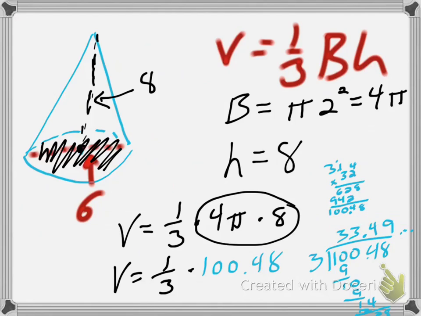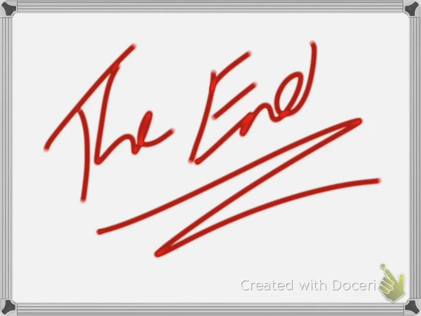And that's all there is to cones and pyramids. It's pretty easy. 1/3 base times the height. You just have to make sure that you use the height instead of the slant height. And that's it, folks. See you tomorrow.